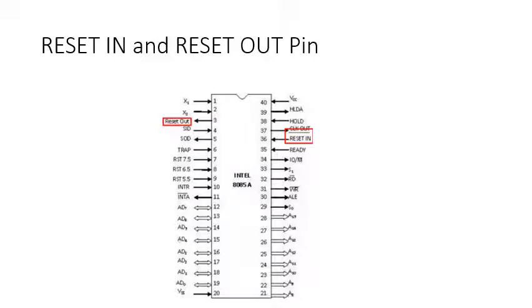It is an output signal because we are going to reset the external devices and ICs which are connected with the microprocessor. So the microprocessor has to send a reset signal to the other devices connected to it. So it is an out signal given by the microprocessor to the peripheral devices. It is an active high signal. The output on this pin goes high whenever reset in is given a low signal. The output remains high as long as reset in is kept low.